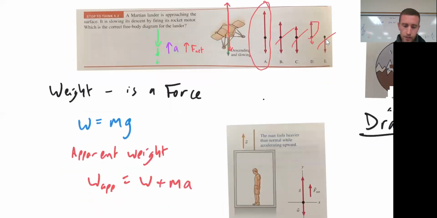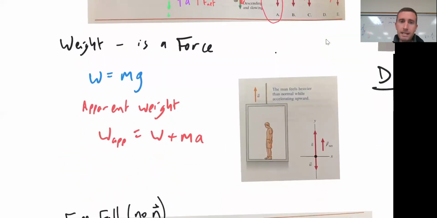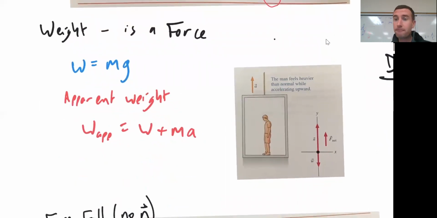All right, so that reminds us to talk a little bit about weight. So weight is a force. Weight is equal to the force of gravity. So that is the mass times the acceleration due to gravity, or specifically g, the positive version of the acceleration due to gravity. So here I have weight is equal to m times g. The apparent weight, so sometimes your weight is not the same as your full-on weight. Your apparent weight is equal to your normal weight plus your mass times whatever acceleration you're under.